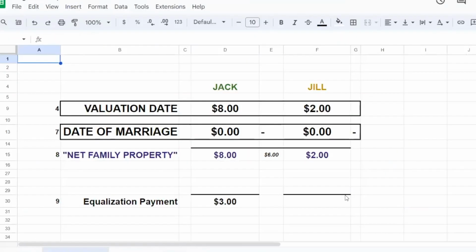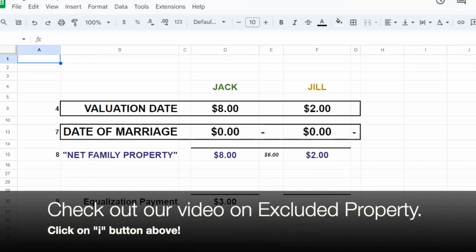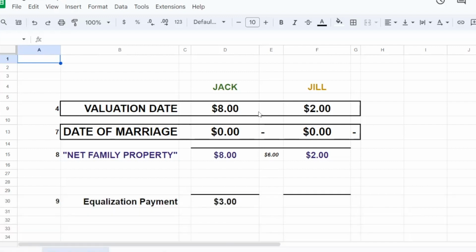Okay, so this is my Jack and Jill equalization calculation. I remember, yes, from our other video on exclusions. Right. All right. So let's start from the beginning. We want to collect information that shows growth through the marriage. And what does that mean, growth through the marriage?